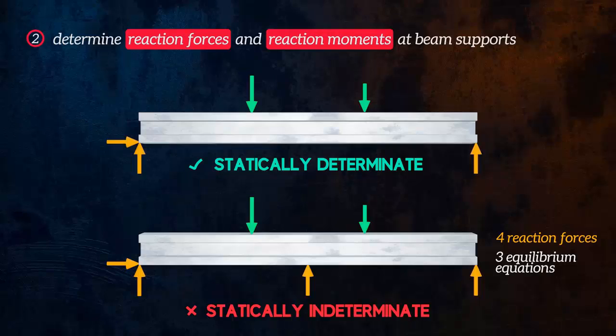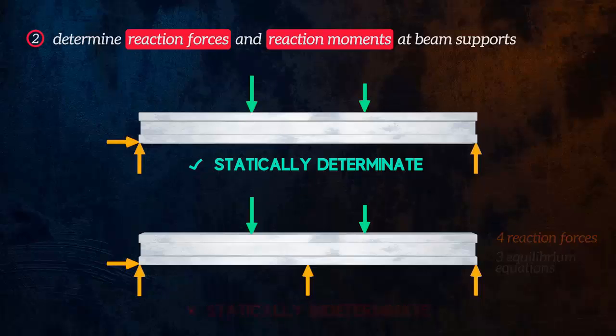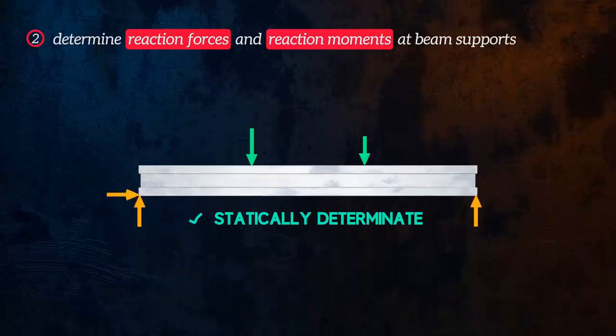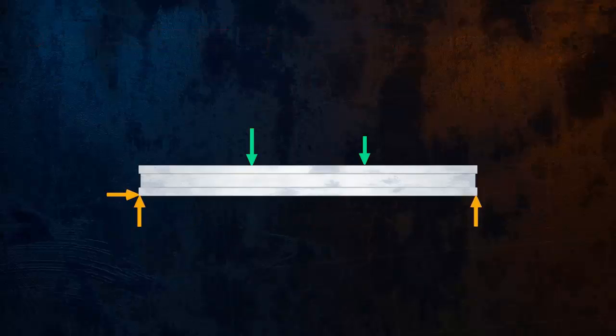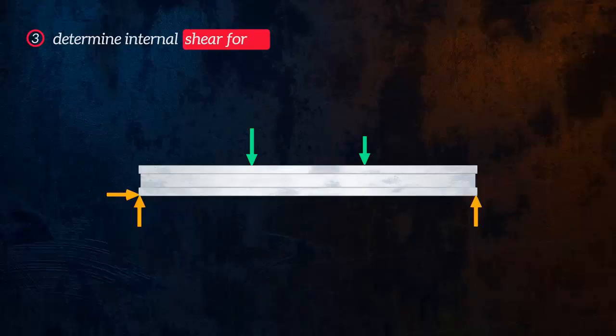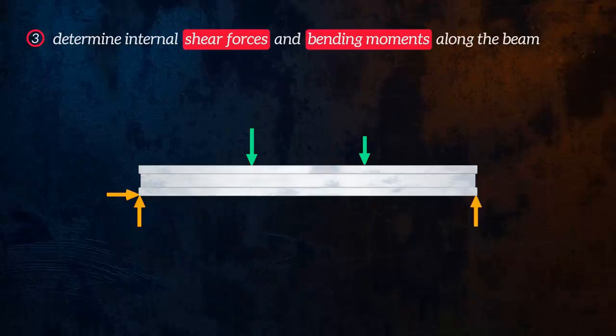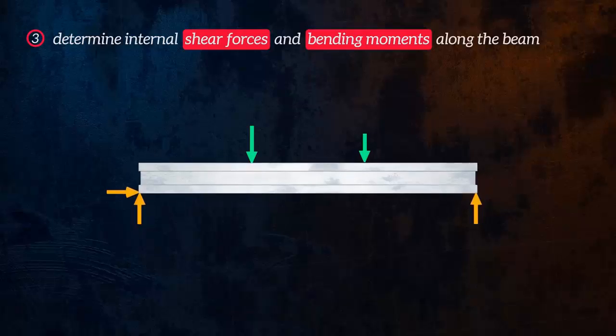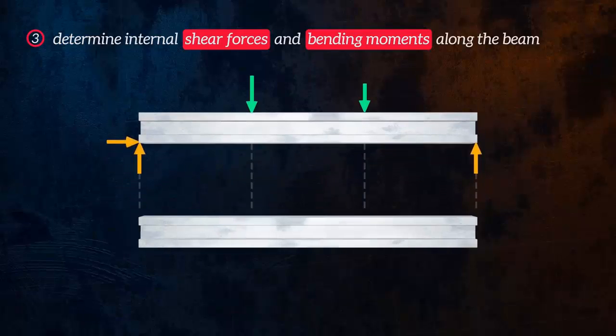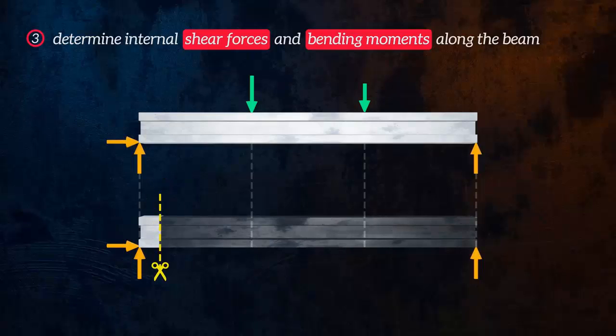In this video, I will only cover statically determinate cases, where we can use the equilibrium equations to calculate all of the reaction loads. Once we have calculated all of the reaction loads, the third and final step is to figure out the internal shear forces and bending moments at every location along the beam. To do this, we will use the concept of equilibrium again. If we cut our beam at any location, the internal forces and moments need to cancel out the external forces and moments so that equilibrium is maintained.